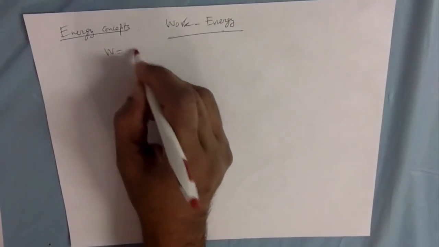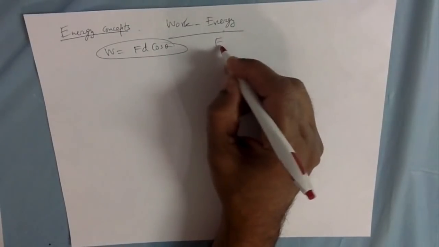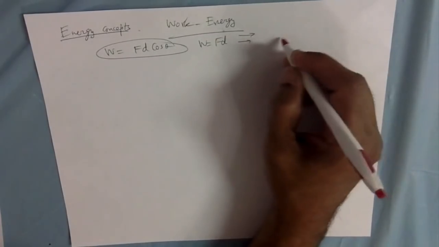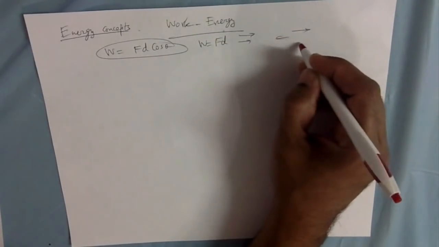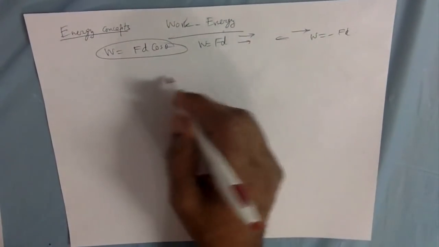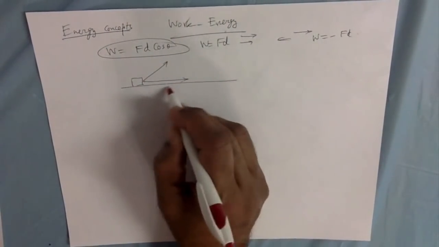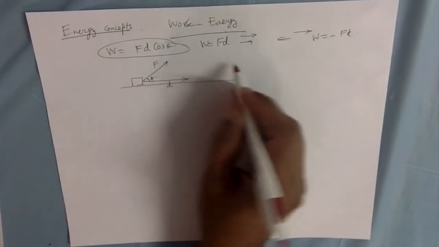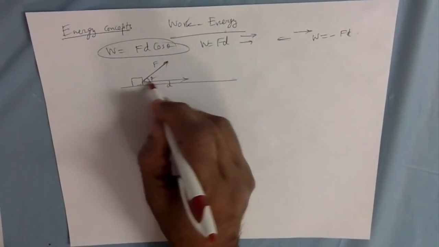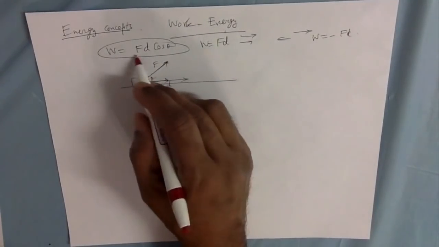And you know the work done formula is F d cosine theta, the general equation. Work done will be equal to F d if the force and displacement are in the same direction. If the force and displacement are in opposite directions, then the work done is minus F d. If the force and the displacement are at an angle like this, then you use the above equation, because we are splitting this force into two components, a horizontal component which is F cosine theta.